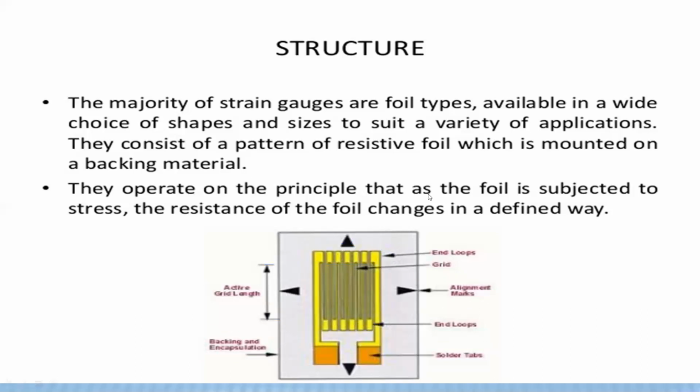They operate on the principle that as the foil is subjected to stress, the resistance of the foil changes in a defined way. The operating principle is based upon the stress applied on the strain gauge. With a high amount of stress applied, the length of the grid varies. When a low amount of stress acts on the strain gauge, only a small amount of grid length variation occurs. That is how the strain gauge works.